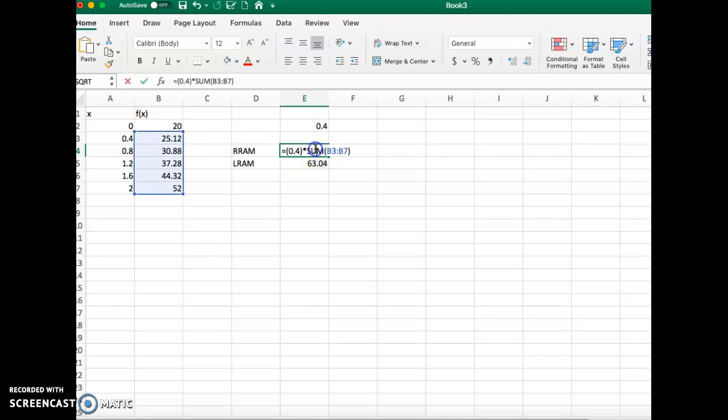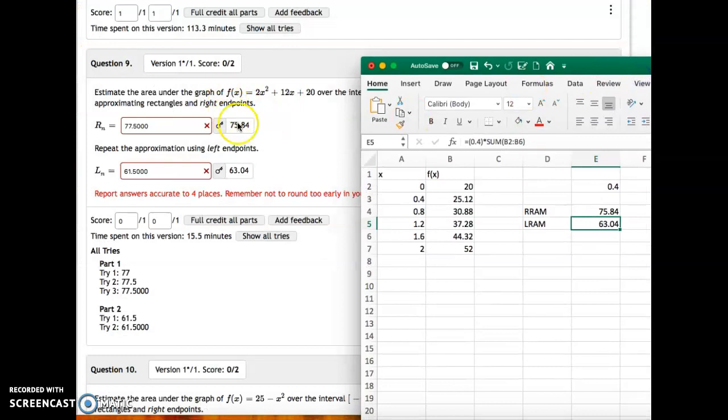Now remember, the RRAM is equal to the width of each rectangle, which in this case we figured out was 0.4, times the sum of all of the outputs except for the first one. So if we add those up, we get 75.84, which you notice is exactly the number that they have here in MOM.